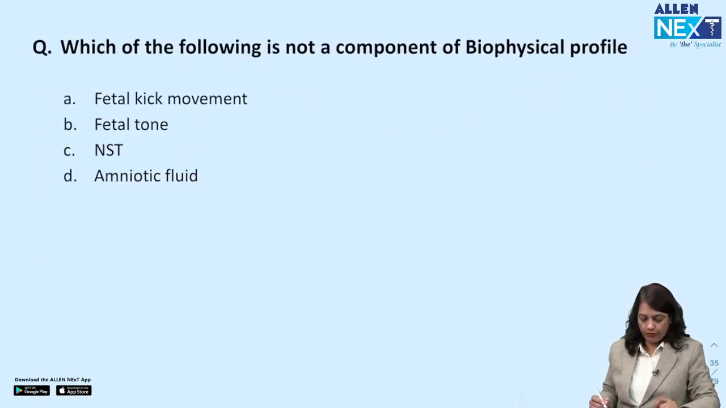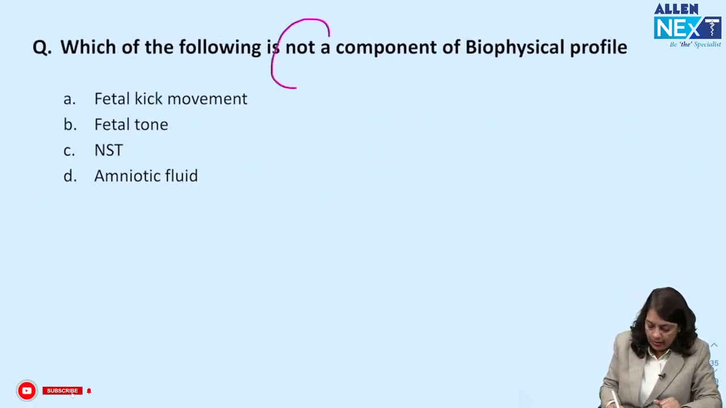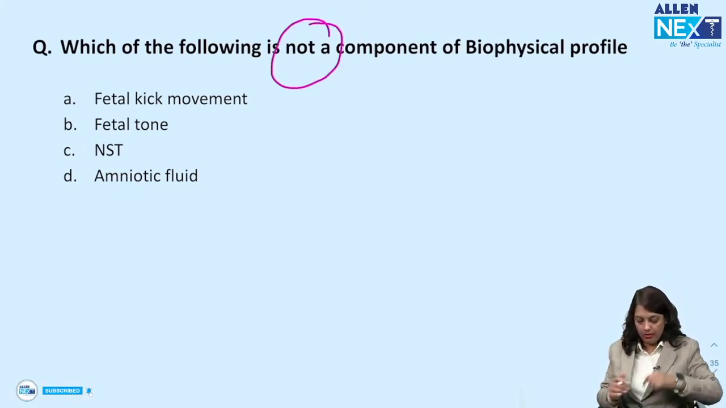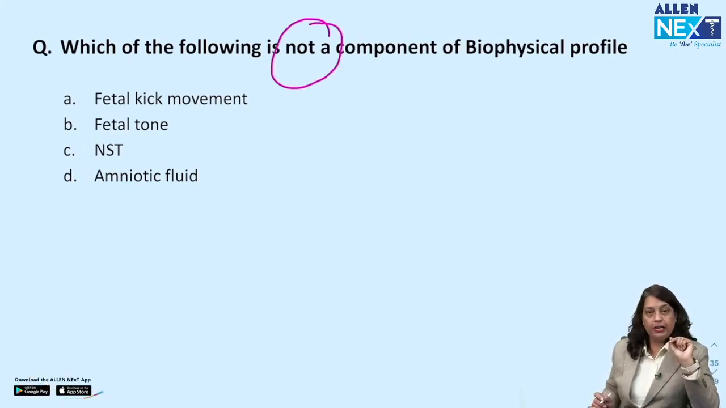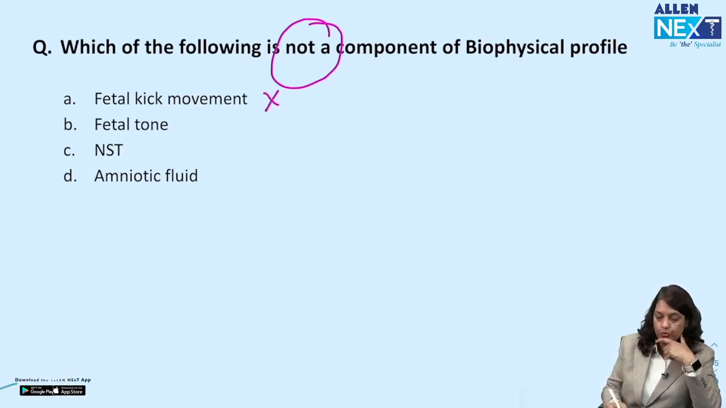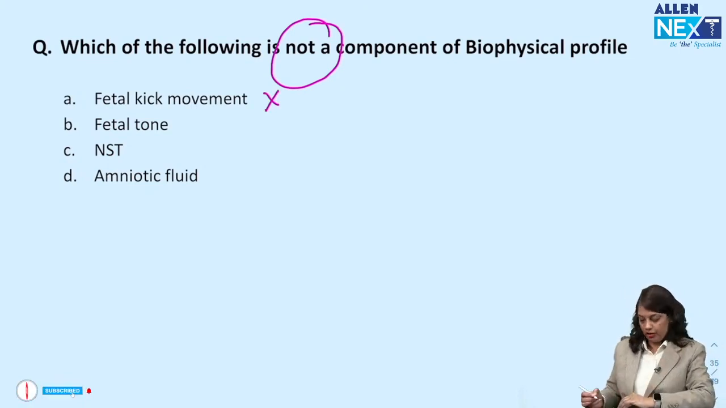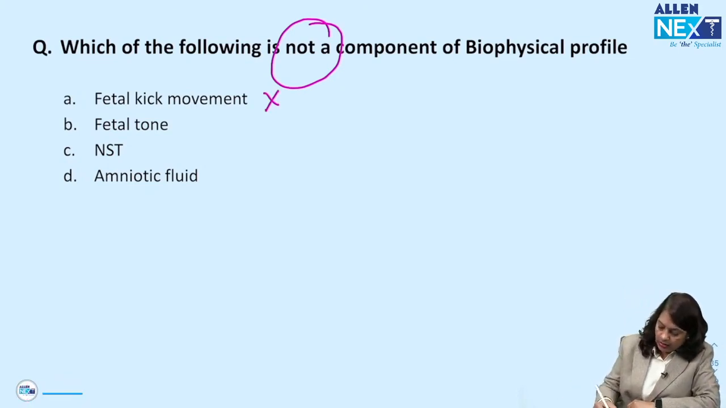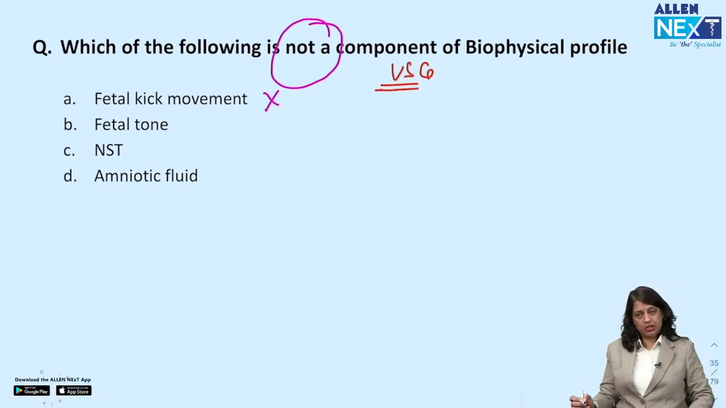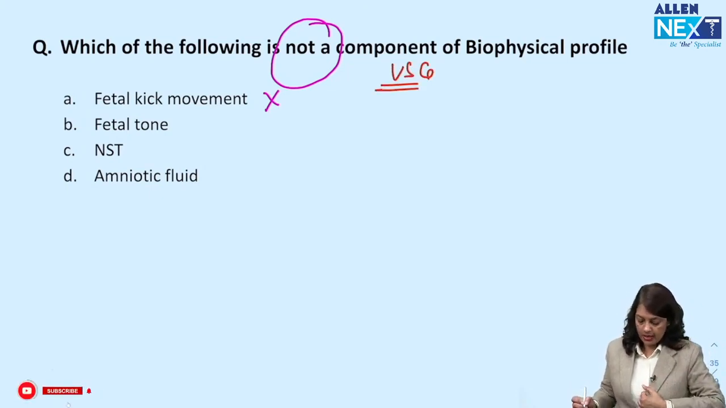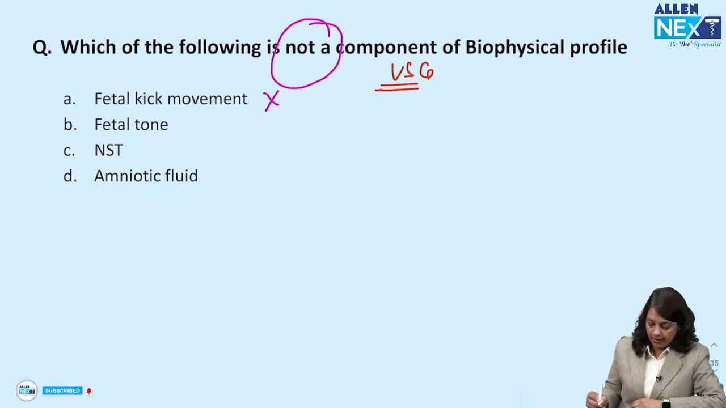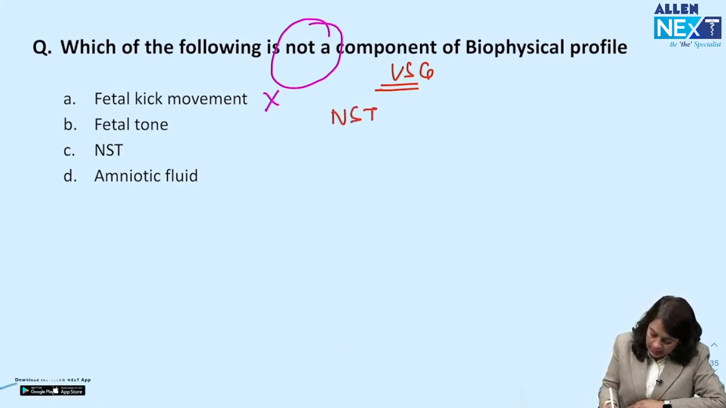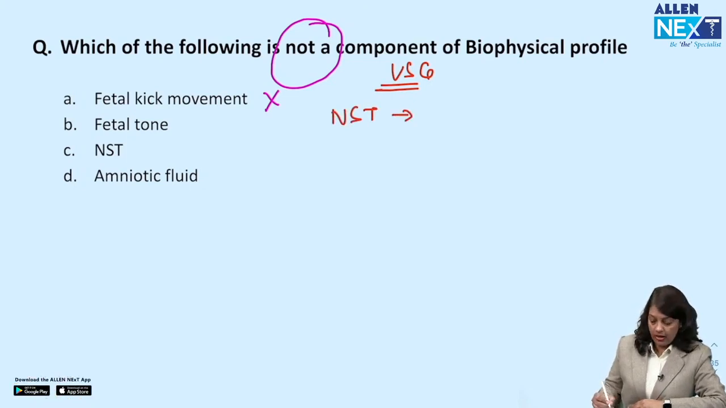Next, which of the following is not a component of biophysical profile? Kick movement, fetal tone, NST, amniotic fluid. So kick movement हम पूछते हैं, but it is not a component of biophysical profile. There are 5 components. Biophysical profile is a special ultrasound done in high risk pregnancies, and we check 5 different fetal parameters. That is NST, non-stress test, which is relationship of fetal heart rate to fetal movement.